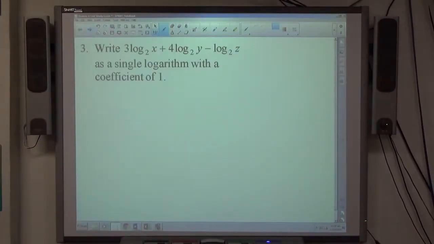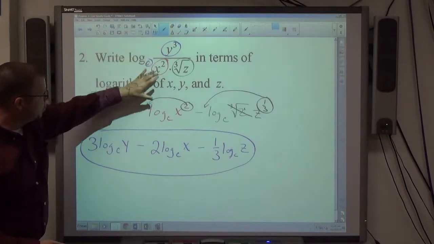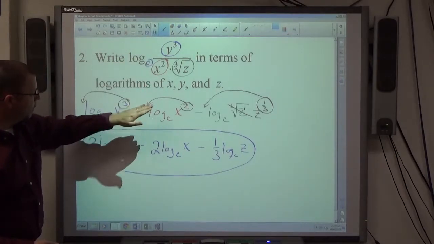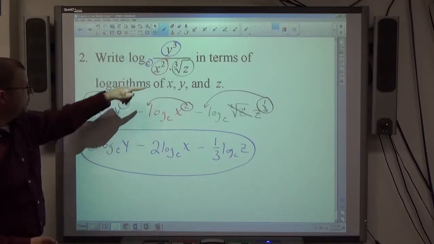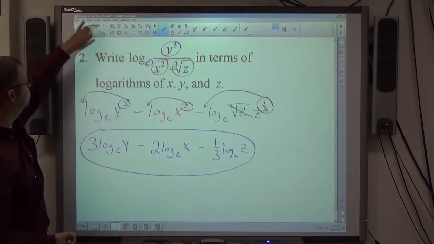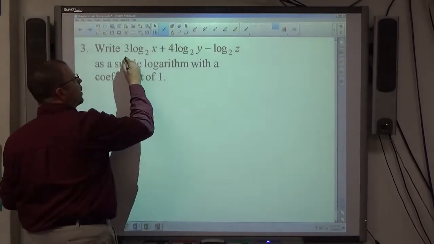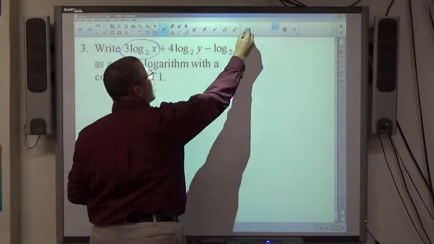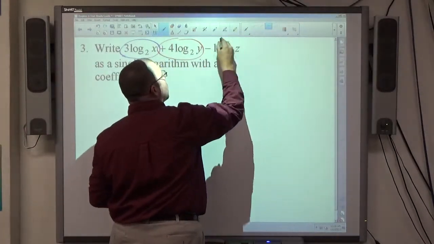Number 3, same idea, going the opposite direction. So here we got everything out of the fraction structure to create a sum and difference. Then we took the powers out. To go backwards, we're going to put the powers back on and stick it back into a subtraction or into a multiplication division structure. So I'm looking at my structure here. Here's my original log of x. Here's my original log of y. And here's my original log of z.